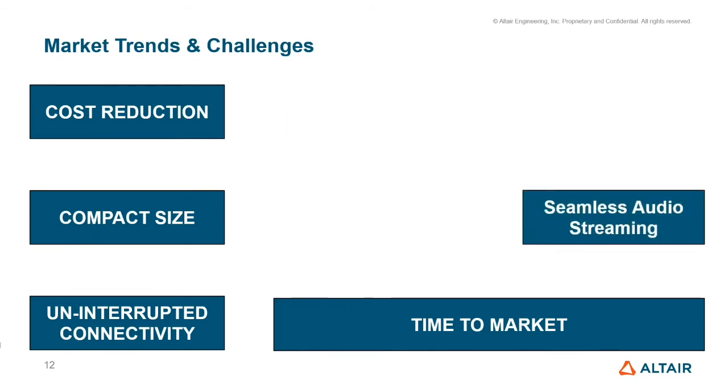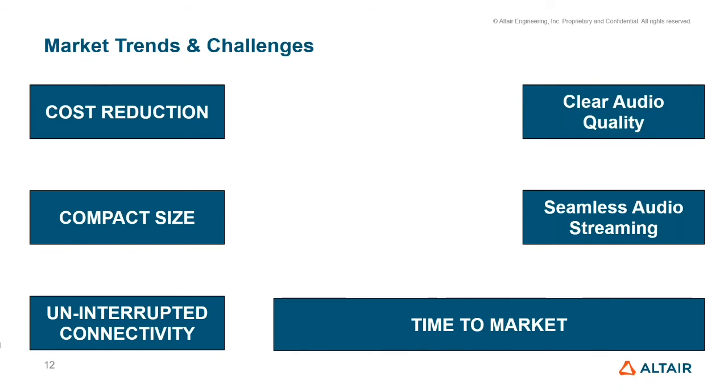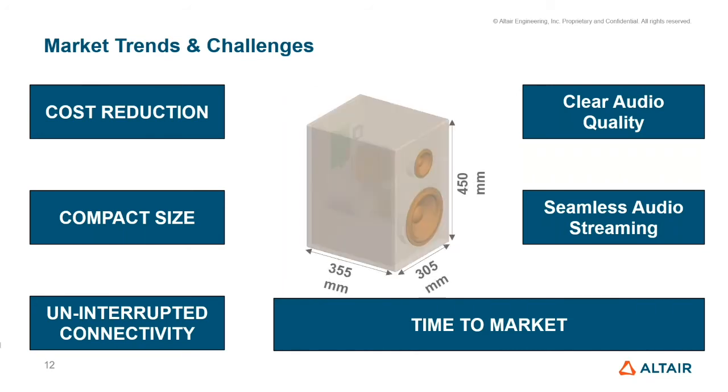Seamless audio streaming. This is also something which is specific to audio devices, wherein the connectivity with the audio source shall be seamless to provide seamless streaming at the output. Clear audio quality. This is also something which is very specific to speakers and devices with audio output. A clear audio quality output is always desired to avoid any loss of information.